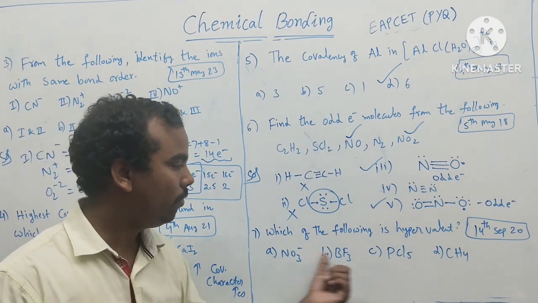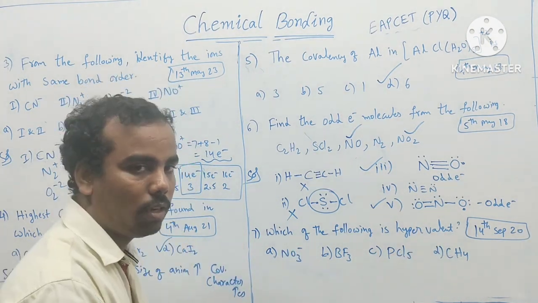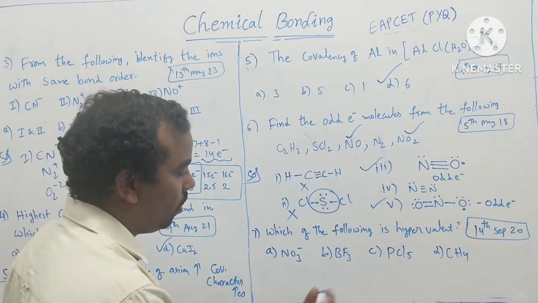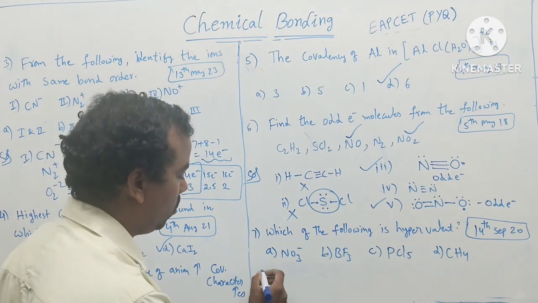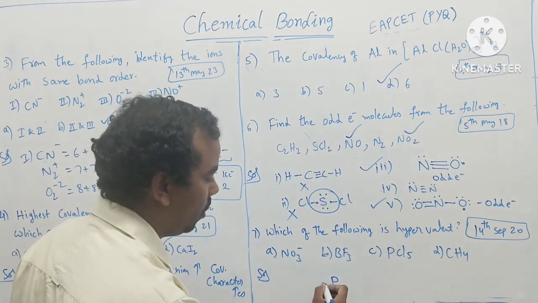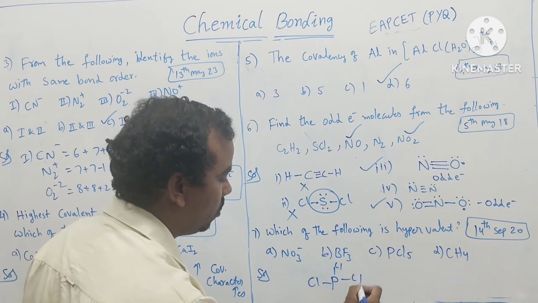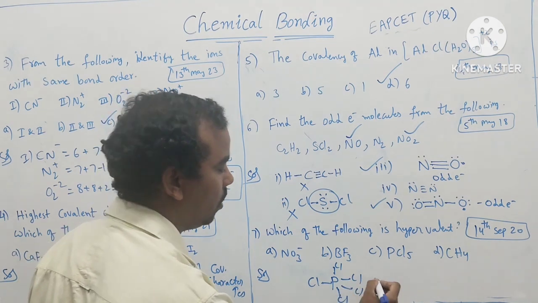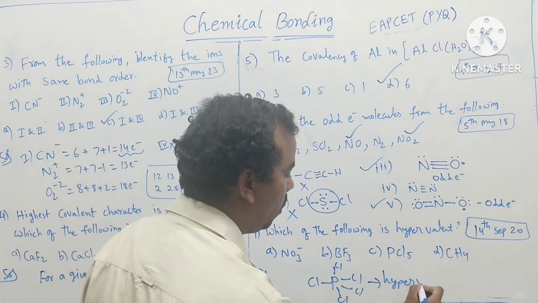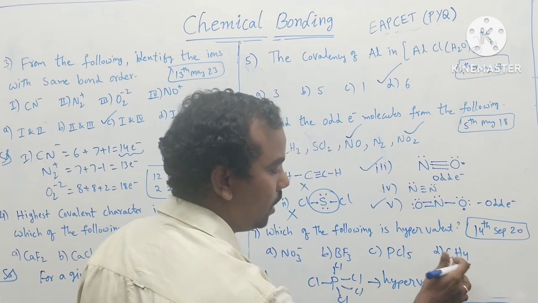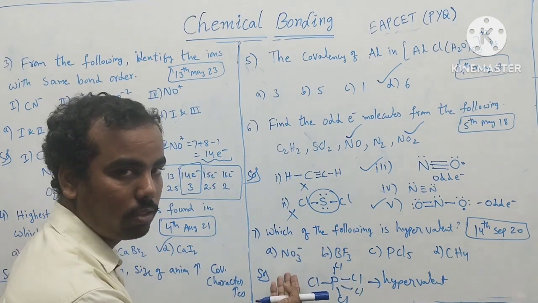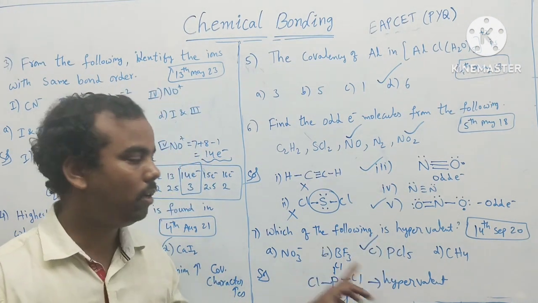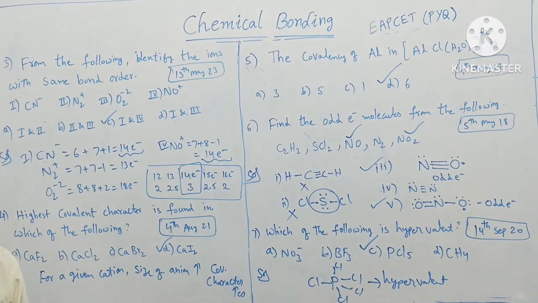Next, which of the following is hypervalent? If the central atom has more than an octet, it is hypervalent. Less than an octet is hypovalent. In this, PCl5 has 5 chlorine bonds, 10 electrons, so it is hypervalent. The remaining, CH4, satisfies the octet, and NO3 minus also satisfies the octet. BF3 is hypovalent, PCl5 is hypervalent. So not this.